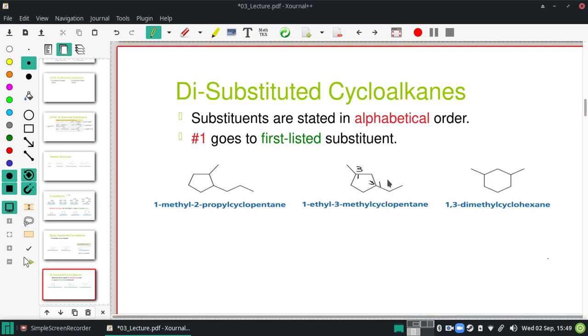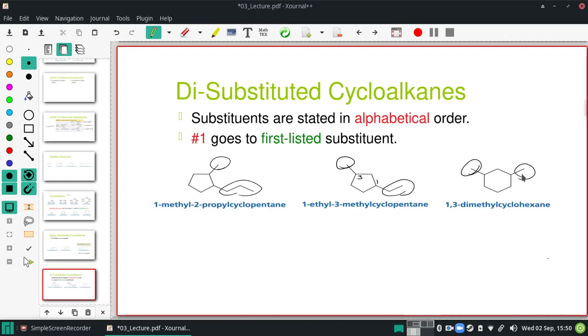So you're always going to use that rule that we put the lowest number with whichever substituent is alphabetically first. So on that middle one I just was talking about, I have an ethyl substituent and I have a methyl. I'm going to put ethyl first, giving us 1-ethyl, 3-methyl cyclopentane. And same thing happened here. That was a propyl group. That's a methyl group. Methyl is going to come first. 1-methyl, 2-propyl cyclopentane. And this one didn't matter because they were both methyls. So one is at 1, the other one's at 3. 1,3 dimethyl cyclohexane.